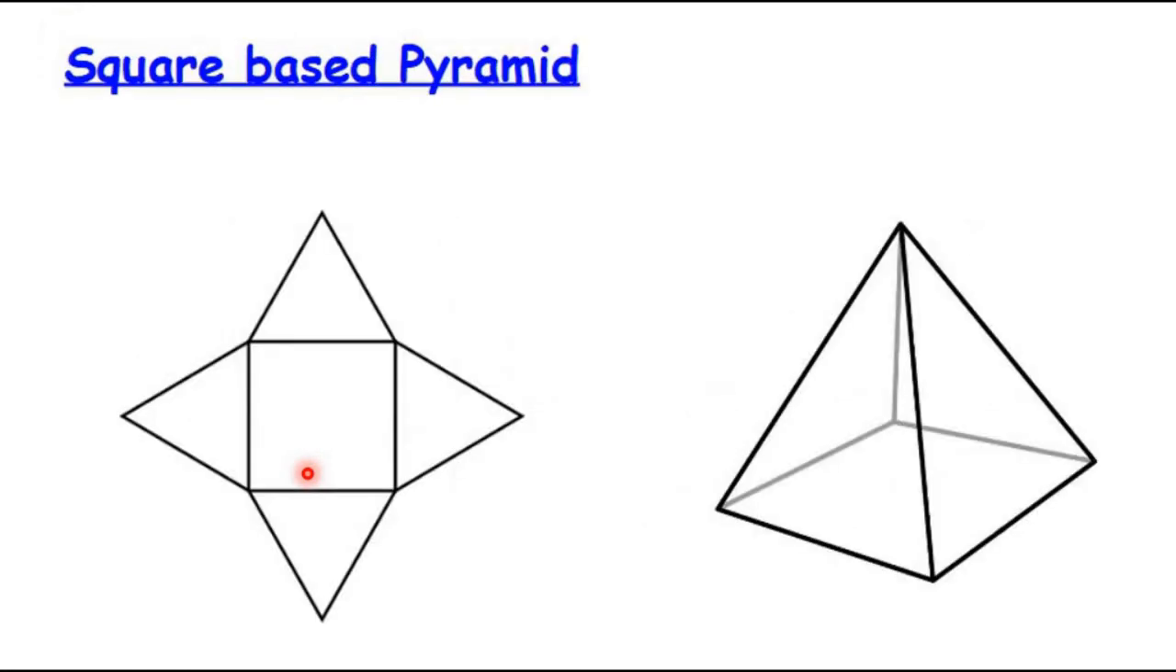Next we have a square-based pyramid. Now a square-based pyramid is made up of 1 square at the base and then 4 triangles coming off each side. So, square-based, the square is the base, and then each triangle is folded away from that square.